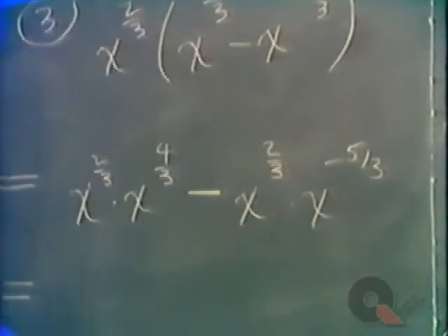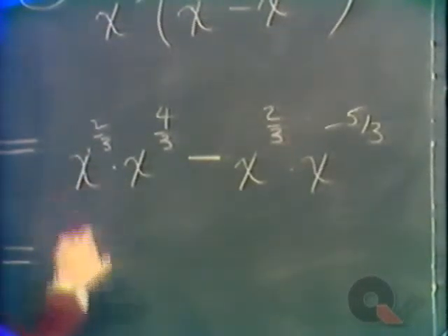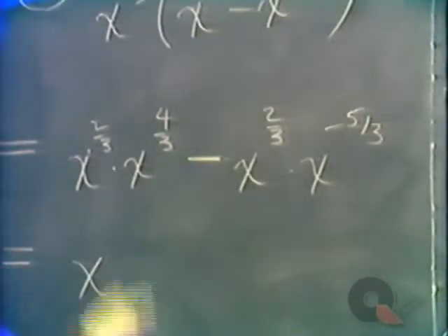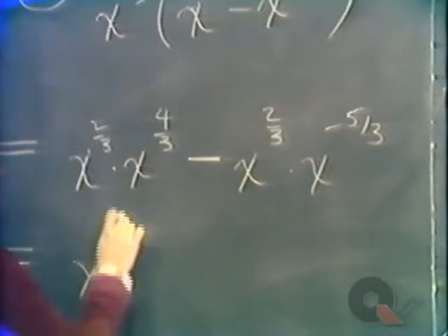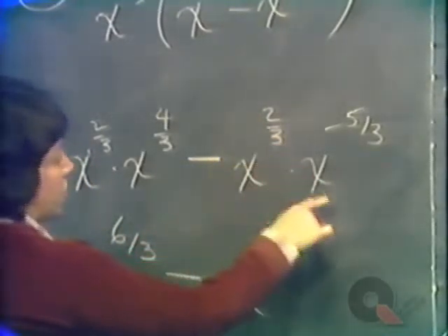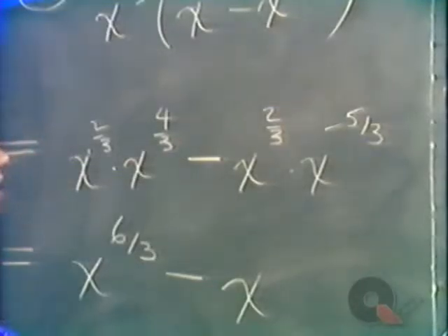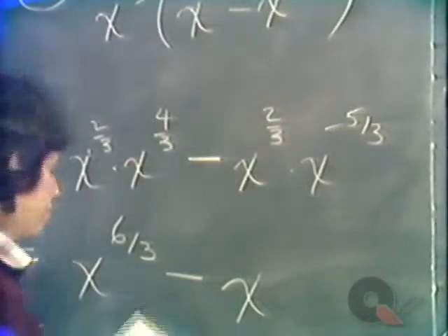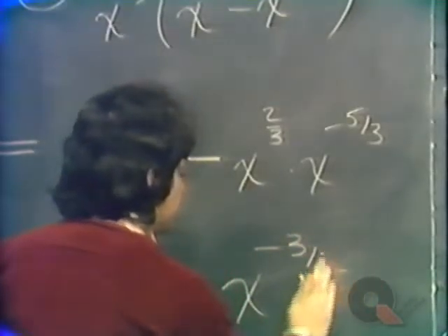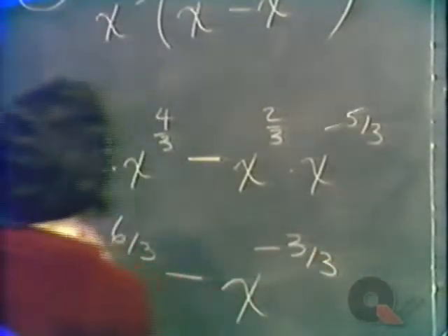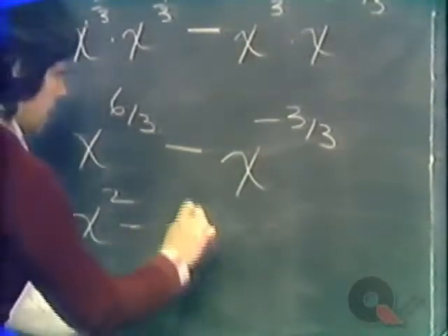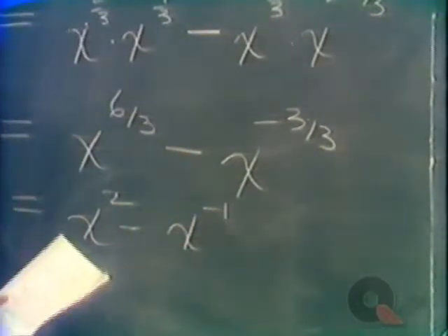And now when you multiply, and they have the same base here, we're going to add the exponents. x to the 2/3 times x to the 4/3 is x to the 2/3 plus 4/3, or 6/3. And here, x to the 2/3 times x to the minus 5/3 is x to the 2/3 minus 5/3, or minus 3/3. Giving us x squared minus x to the minus 1.